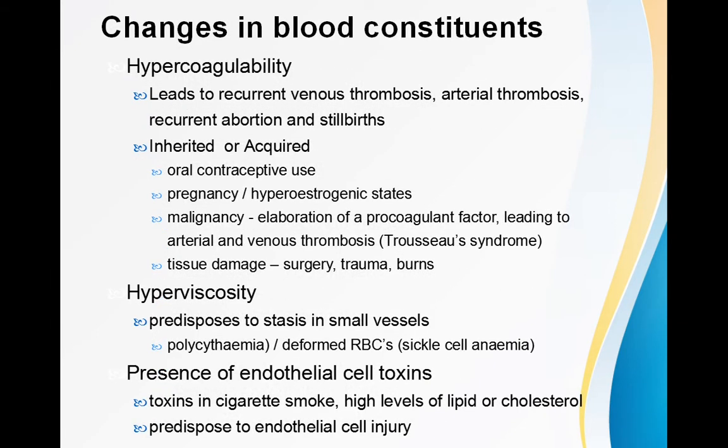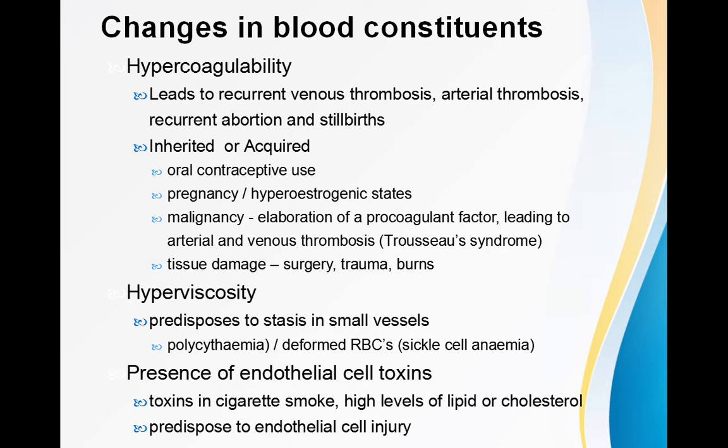Changes in blood constituents. Hypercoagulability. This leads to recurrent venous thrombosis, arterial thrombosis, recurrent abortion and stillbirths. It may be inherited or acquired: oral contraceptive use, pregnancy or hyperestrogenic states. Malignancy: elaboration of a procoagulant factor, leading to arterial and venous thrombosis.